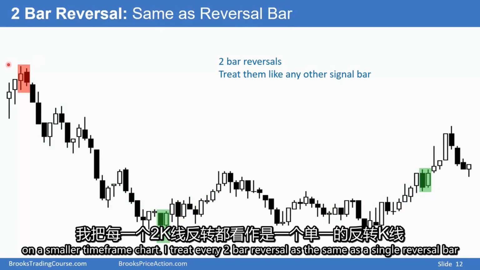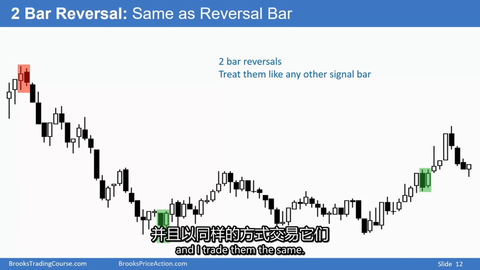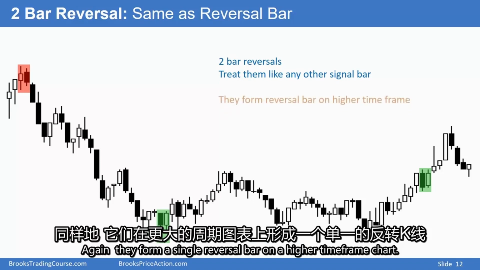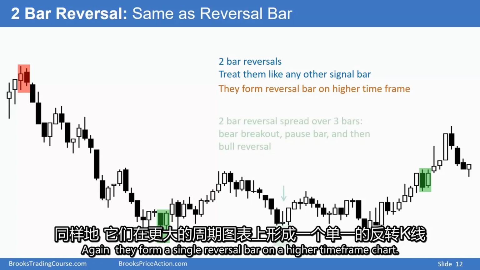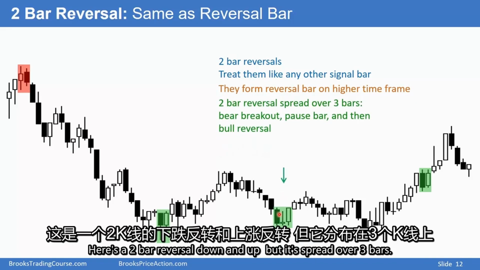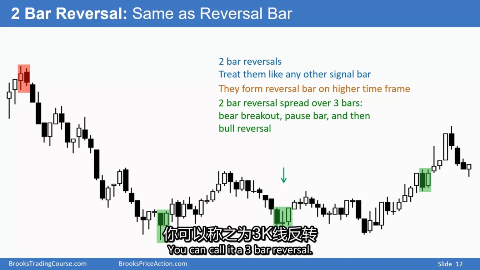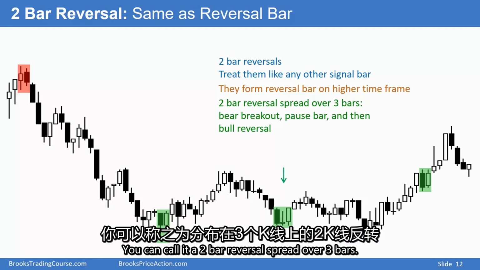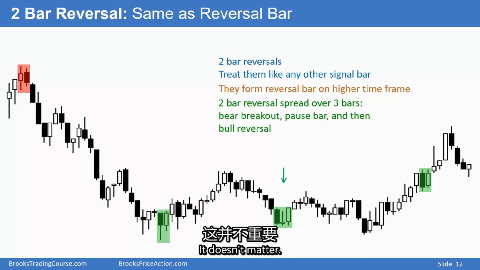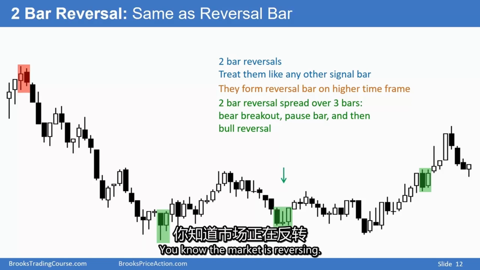I treat every 2-bar reversal as the same as a single reversal bar, and I trade them the same. Again, they form a single reversal bar on a higher time frame chart. Here's a 2-bar reversal, down and up, but it's spread over 3 bars. You can call it a 3-bar reversal. You can call it a 2-bar reversal spread over 3 bars. Doesn't matter. You know the market is reversing.